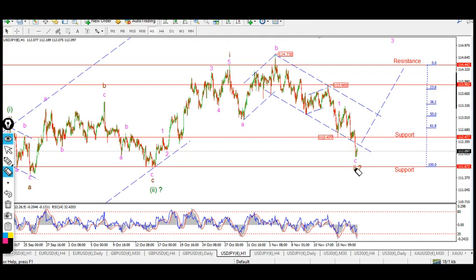I'll take either way points to the same larger outcome, and that is that the dollar is going to move into a larger bullish phase, and we will see pretty significant price gains and pretty significant declines in Eurodollar and cable, and pretty significant gains in dollar yen.